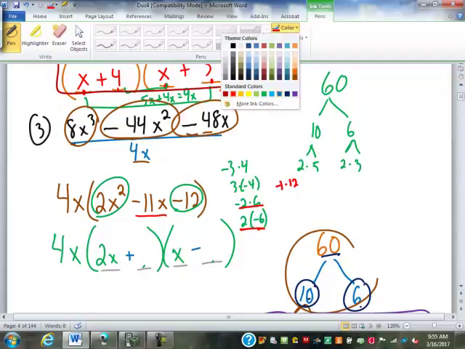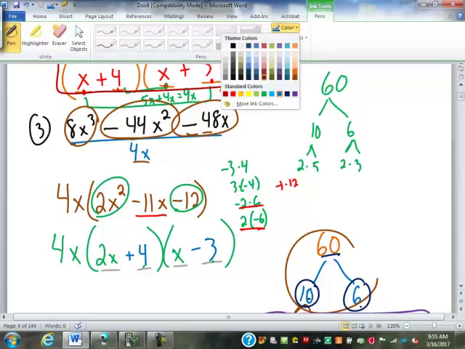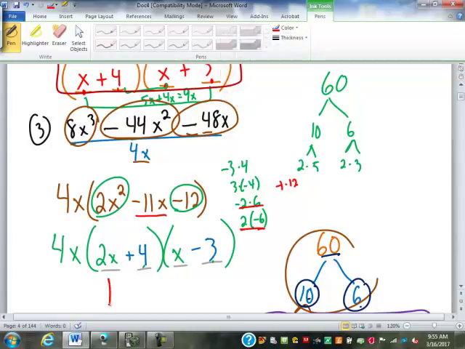So let's look at the 3 and the 4. Let's try positive 4 and negative 3. On the outside here, 2x times negative 3 is negative 6x. 4 times x, positive 4x. That's just negative 2x. That's not what I want.